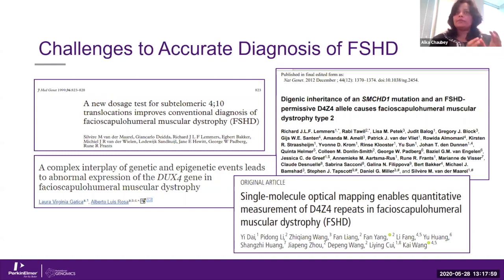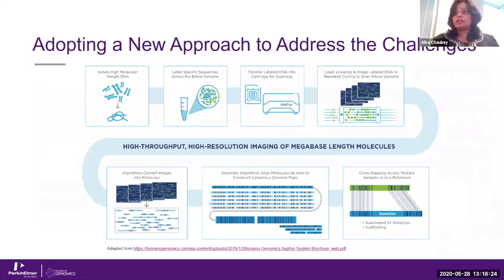However, at the bottom right, you can see that there is this new technology, whole genome optical mapping, that also allows for accurate quantitative measurement of these repeats in an effort to have an accurate and a faster diagnosis of FSHD. So keeping that in mind, at PerkinElmer Genomics, we adopted this new technology, whole genome optical mapping by Bionano Genomics. And they have this very unique instrument, which is called the Sapphire Instrument. So let me just explain to you what this new technology does.